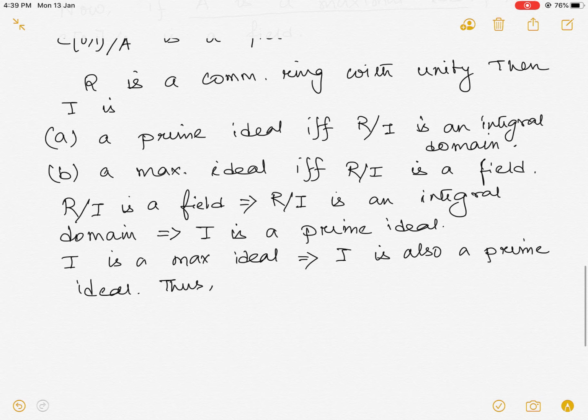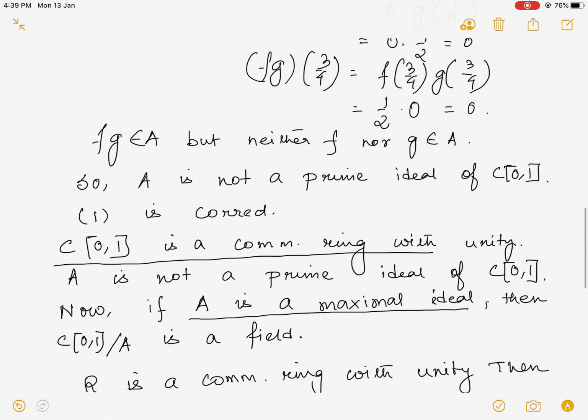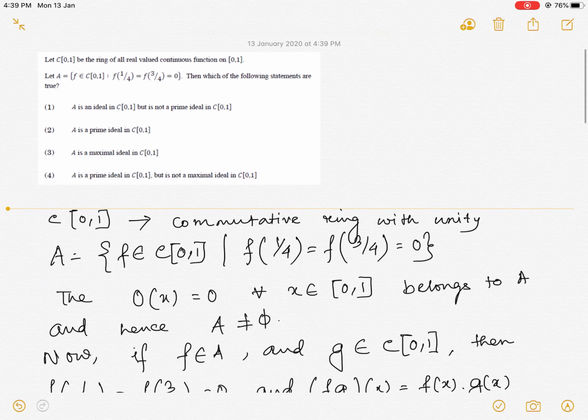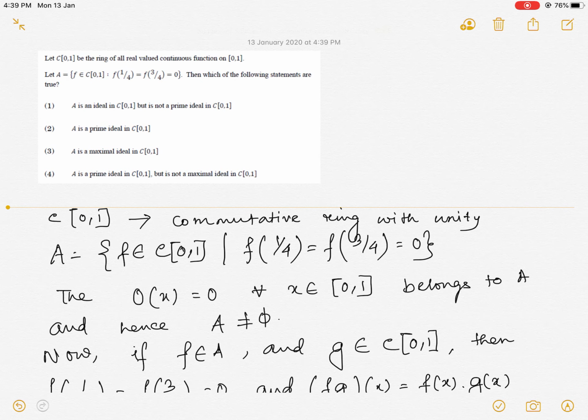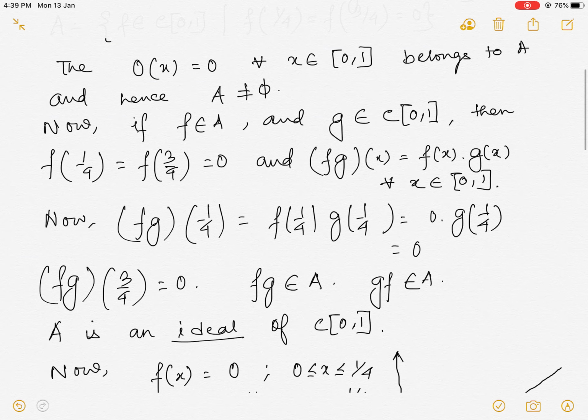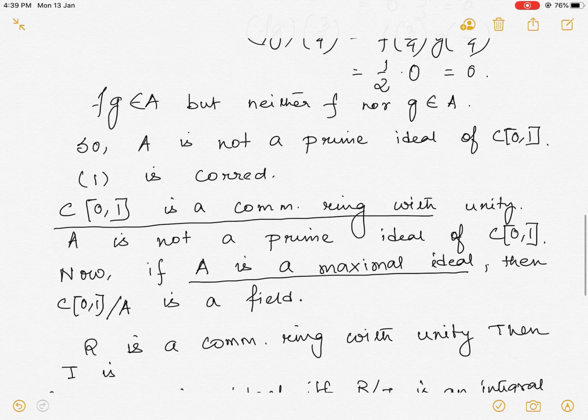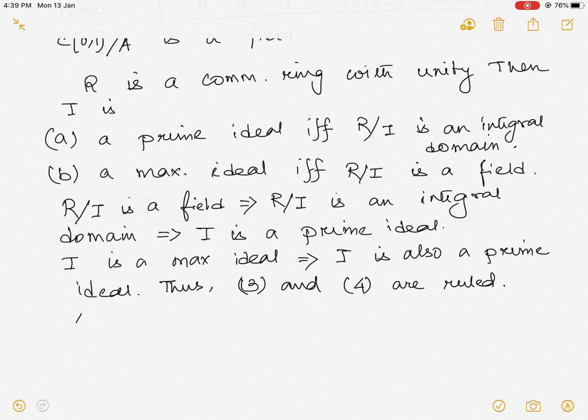Thus, our conditions 3 and 4 are ruled out. Condition 3 says that A is a maximal ideal in C01. So we checked that A can't be a maximal ideal in C01. And 4 says that A is a prime ideal but not a maximal ideal. So this is automatically false since A is not a prime ideal as we have checked. Thus our only correct option is 1.